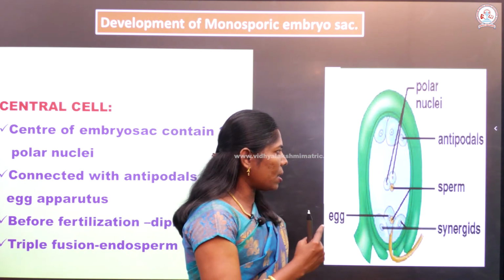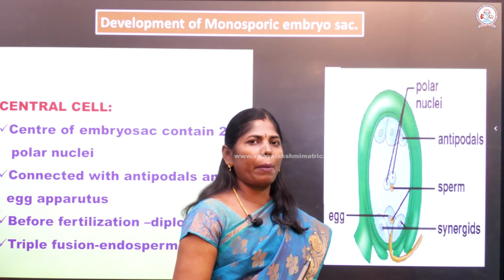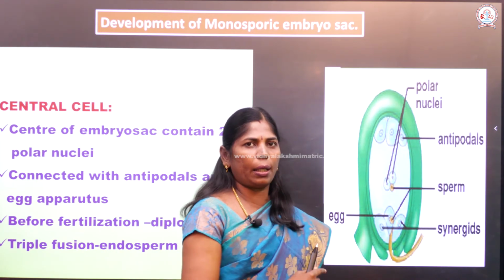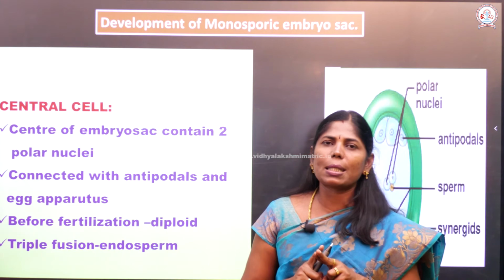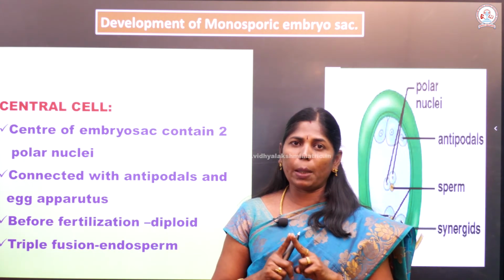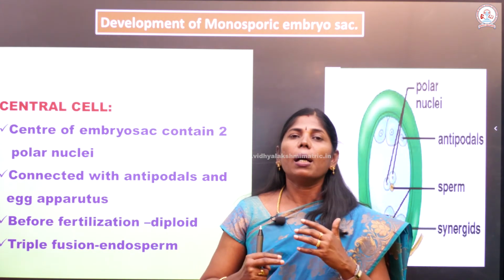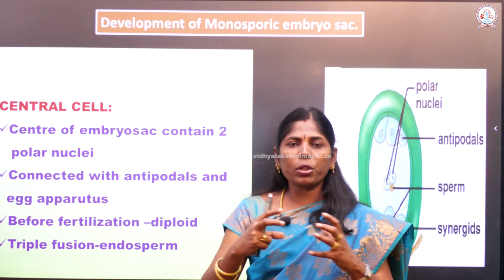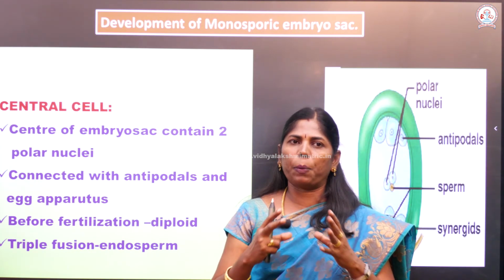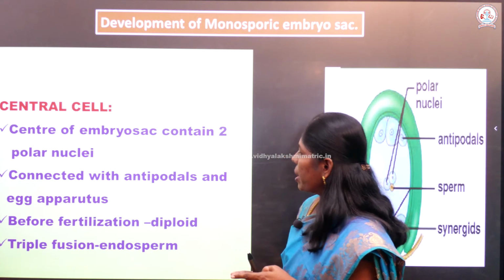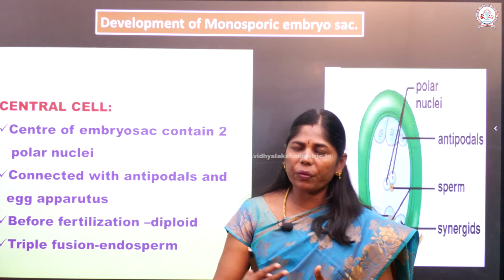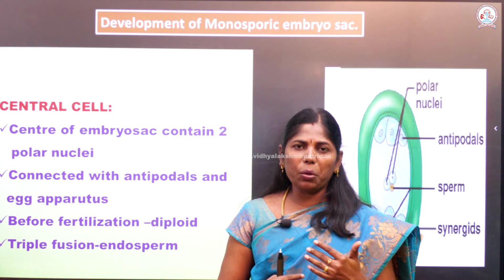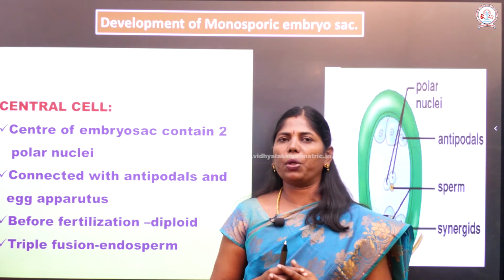So the diploid fuses with the second male gamete. That is known as a triploid condition. Already ஒரு diploid இருக்கு, ஒரு haploid அதோட சேரும்போது it is a triploid. As a result of the triple fusion, the endosperm is formed. So what is the function of endosperm? The endosperm provides nutrition to the developing embryo sac.